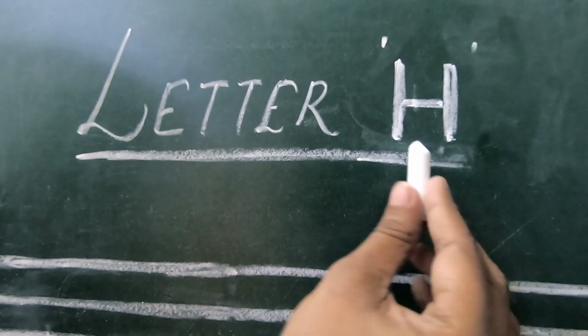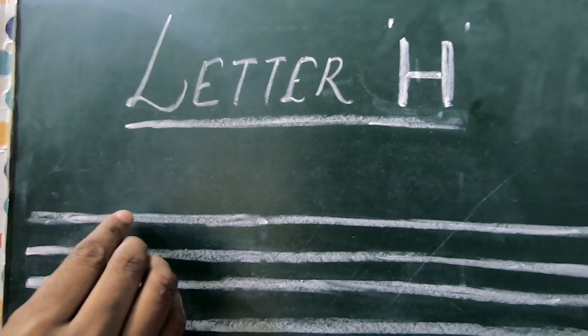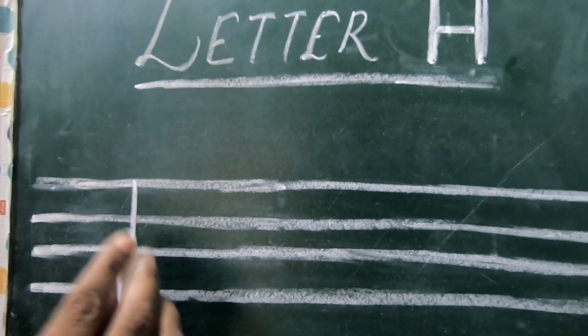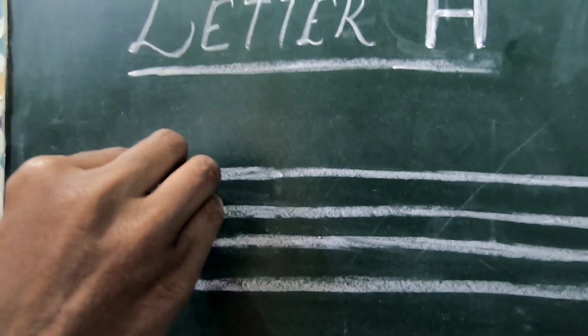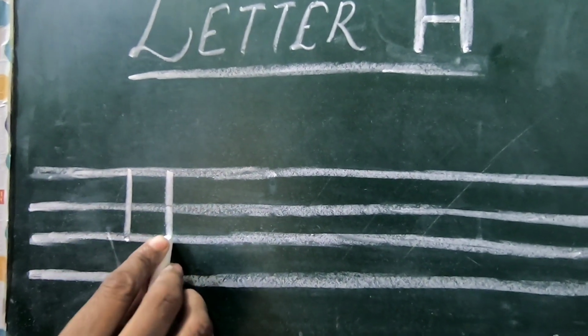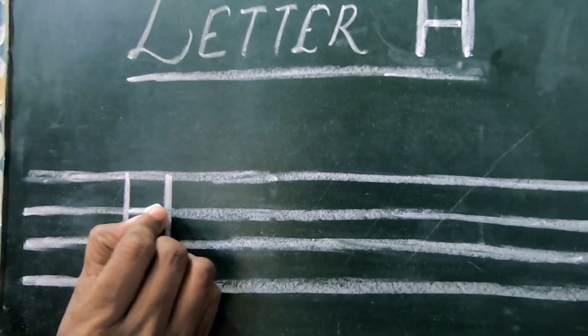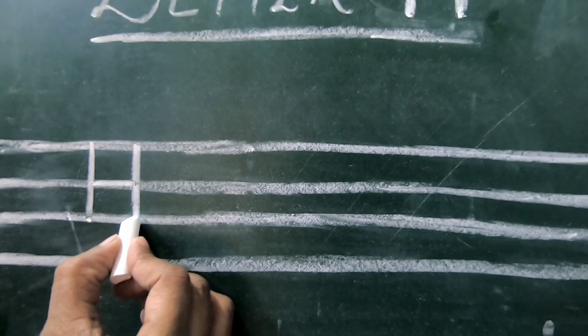Next letter is H. So we will write the capital letter H. Just make a standing line from front line to base line. Again repeat the same thing, make a standing line from front line to base line and then join these two standing lines with the slipping line. Done? This is capital H.